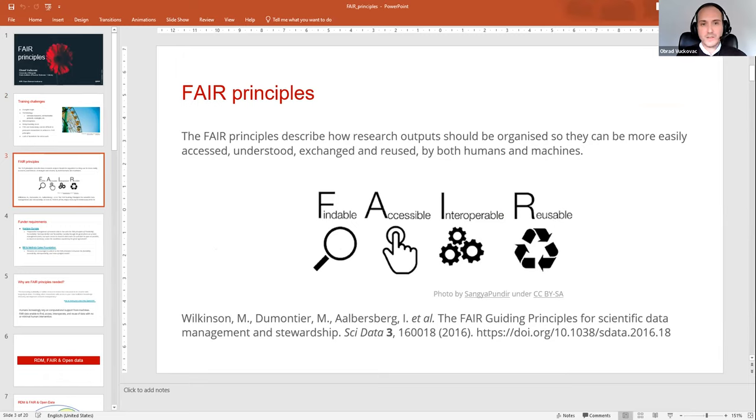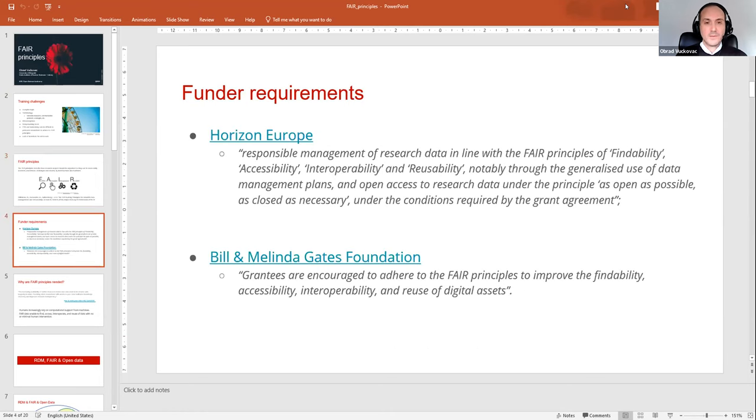I usually start these trainings by explaining what the FAIR principles are, that they are principles, not a standard. And I usually provide them this link to the cornerstone article that was published in Scientific Data, which explains these guiding principles. Lots of funders now require data to be FAIR, and that is good as a way to persuade researchers to comply with these principles.